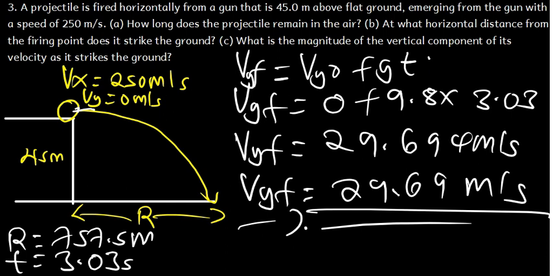It is totally different from the question when they ask you what is the velocity just before it hits the ground. For that one, we have the Vx and we have found the Vy, and you need to find now the magnitude of the velocity. But this question is saying what is the magnitude of the vertical component of its velocity as it strikes the ground. So they just want us to find the vertical component, which is the y component. Okay, so that is it for question 3.